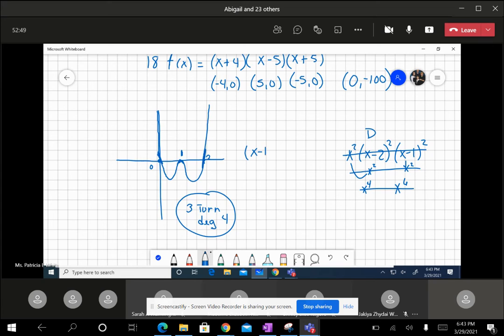x minus 1 has to have an even exponent, right? When your multiplicity is even, you're going to touch and go back. But when your multiplicity is odd, that's when you're going to cross your x-axis. So knowing the turning point and knowing your even odd multiplicity gives you that this has to be A.